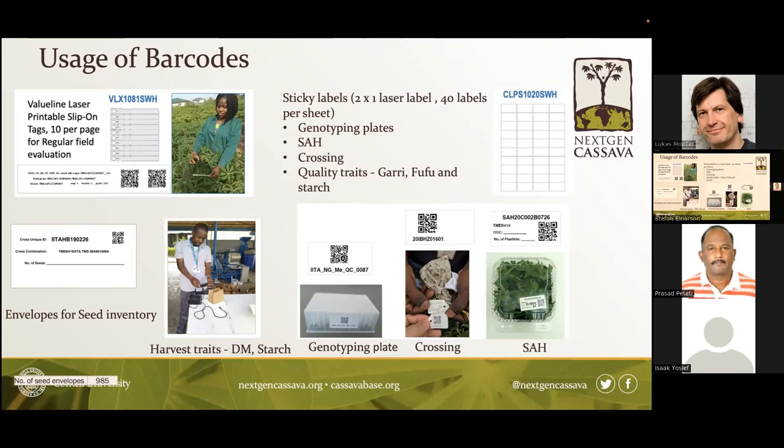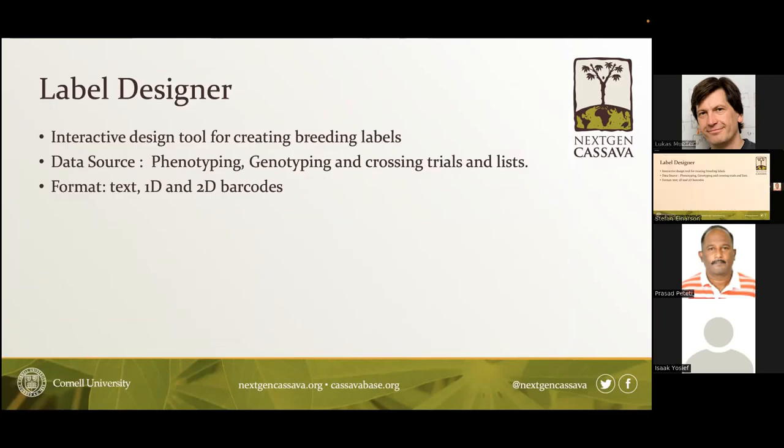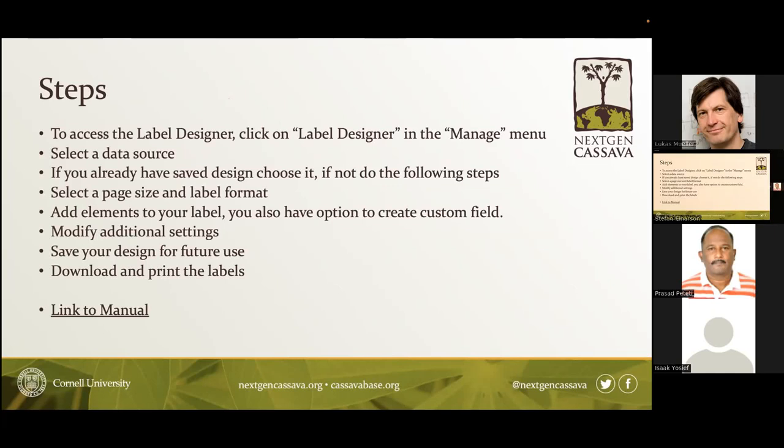As I mentioned, Label Designer is an interactive design tool for creating the breeding labels. The input for designing your labels can come from either your phenotyping trials, genotyping trials, crossing trials, or even a list. I just created a list, so you can use a list of accessions or years or whatever list you want, or you can generate a unique identifier for any particular purpose, and then use it to generate your barcodes. Currently we have options to add text, or you can use barcodes, both 1D and 2D. These are the different steps to design your labels on Label Designer.